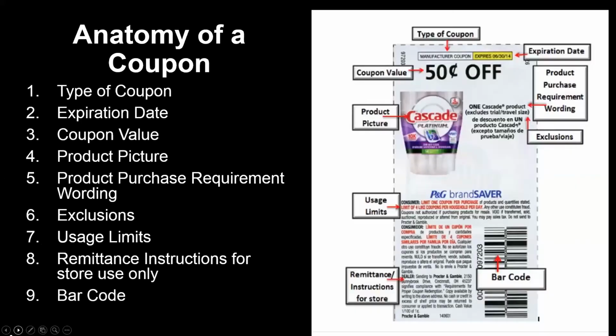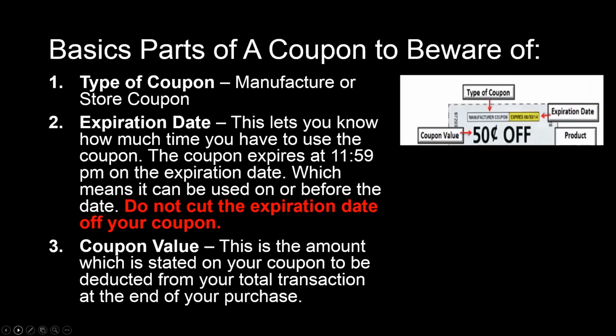Anatomy of a coupon. You have 1, the type of coupon it is; 2, the expiration date; 3, coupon value; 4, product picture; 5, product purchase requirement wording; 6, exclusions; 7, usage limits; 8, remittance instructions for store use only; and 9, barcode. Let's dissect this coupon and talk more about the parts of a coupon to be aware of.